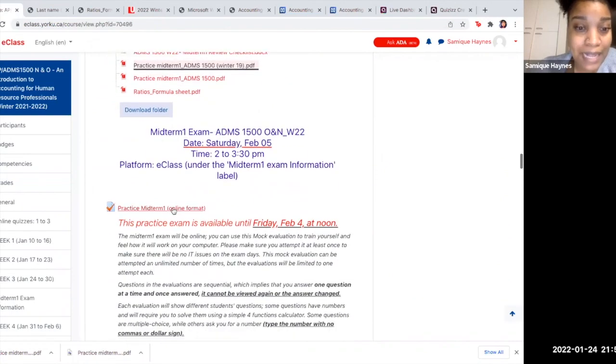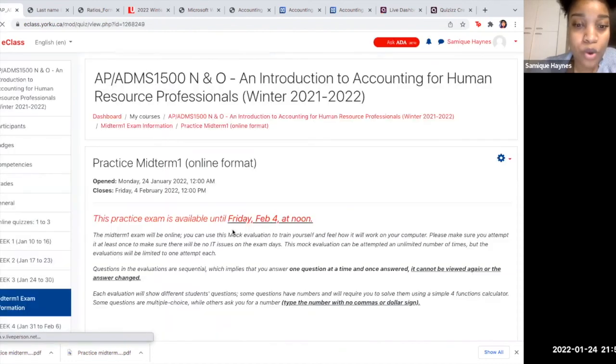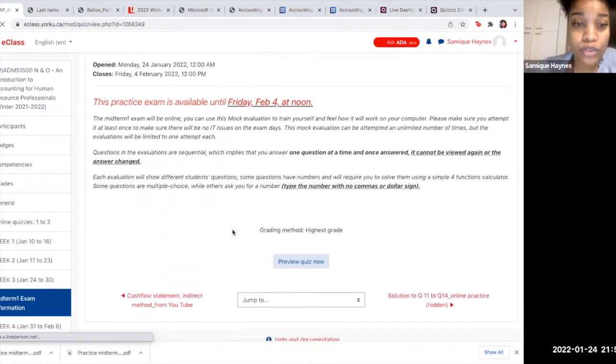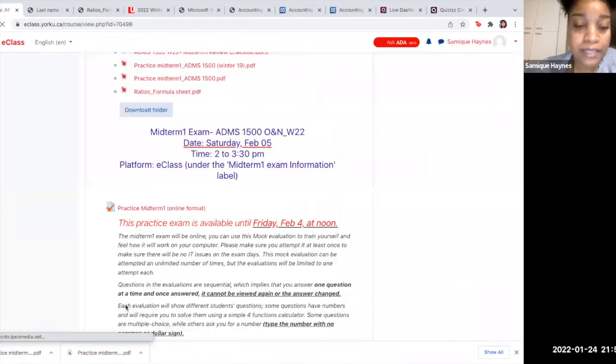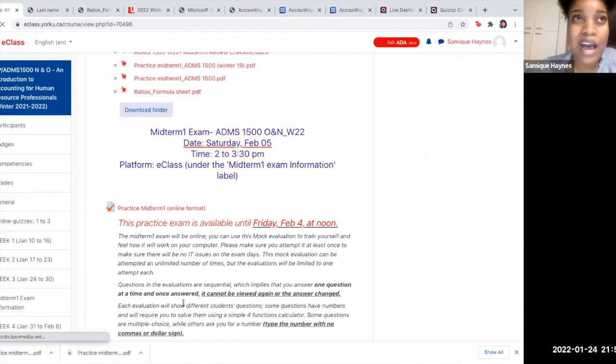And then there's a practice midterm 1 online format. So when you click on this, it's going to show you what you're going to see when you do your actual midterm. So you can go ahead and practice your practice midterm. You get to see exactly how the E-class is going to be set up during an exam environment. No, the quizzes are not timed, and you have 2 tries.